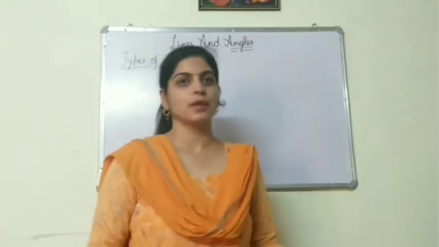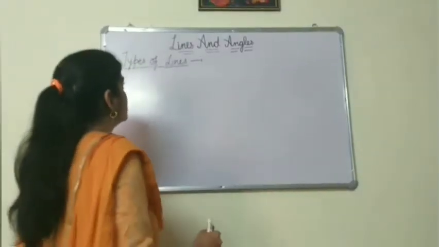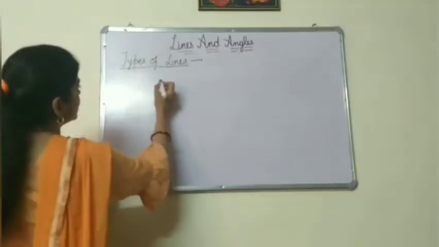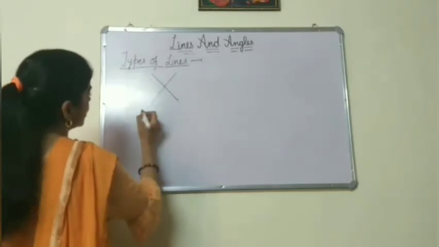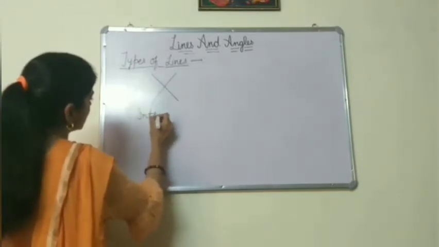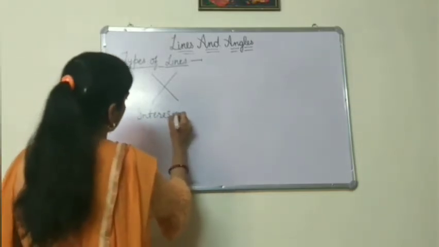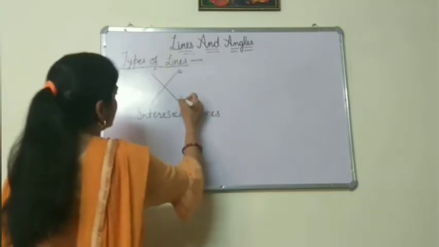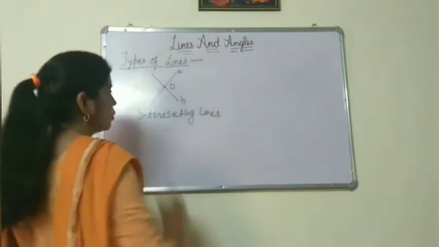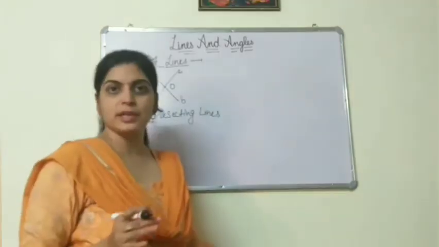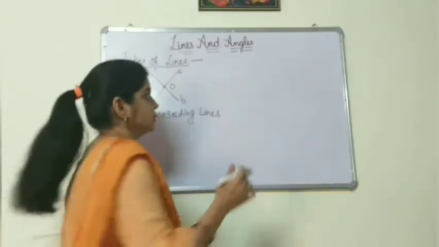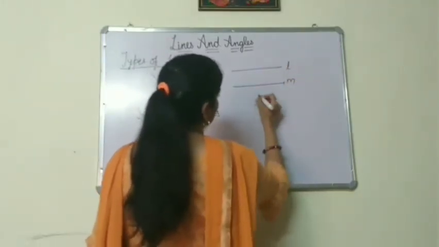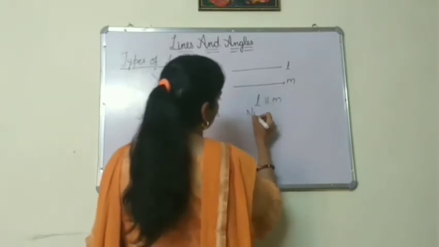Welcome all of you. In the chapter Lines and Angles, we are going to start types of lines. If two lines intersect each other, they are called intersecting lines. Here lines A and B are intersecting lines. They are intersecting at point O. If two lines do not intersect, they are called non-intersecting or parallel lines. In this, L and M both are parallel lines and they are called non-intersecting lines.